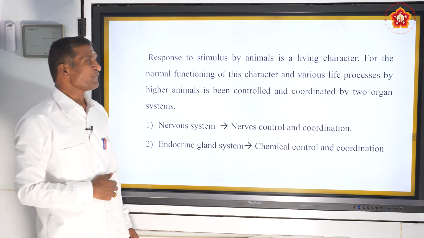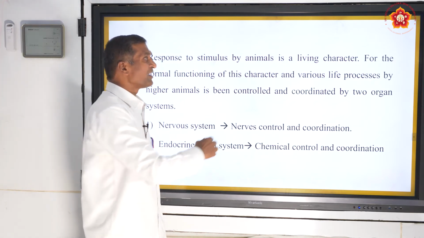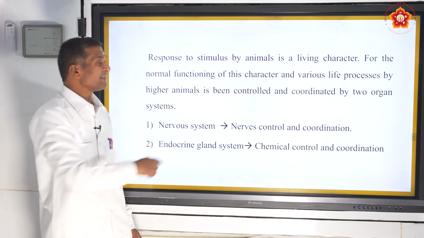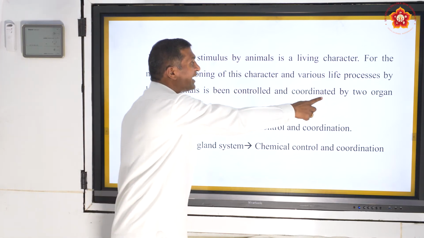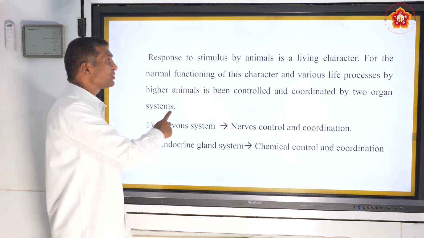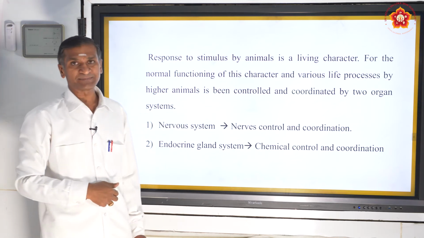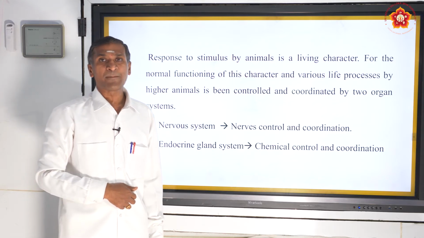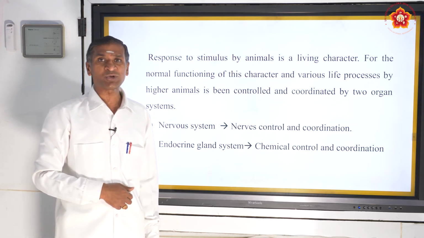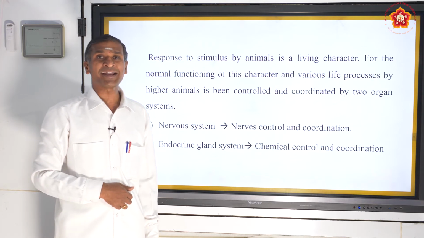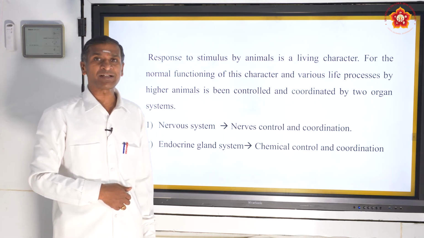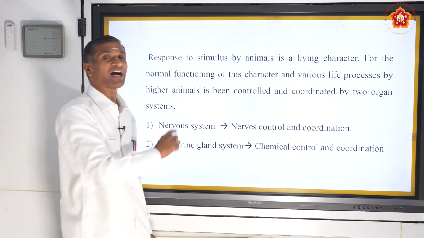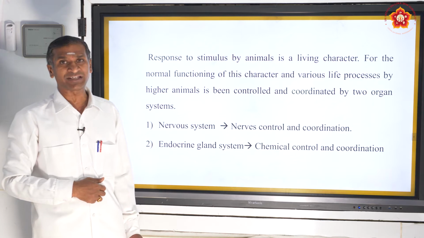The normal functioning of this character and various life processes in higher animals is controlled and coordinated by 2 organ systems. Here, the 10th standard syllabus mainly deals with the control and coordination of higher animals, and that too of the vertebrates. So we deal directly with higher animal control and coordination.